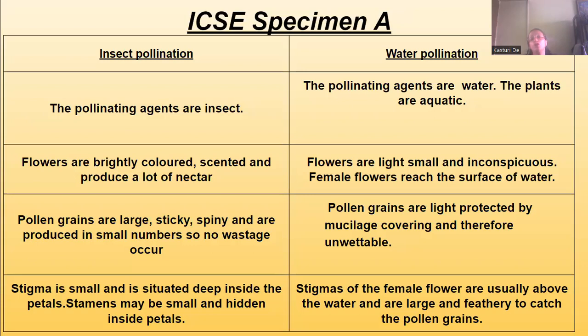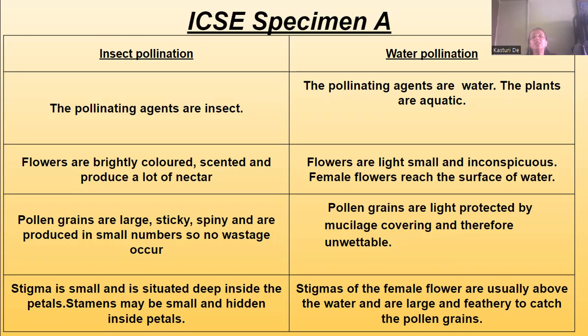Come to insect and water pollination. Now, in insect pollination, the pollinating agent is insects. In water pollination, the pollinating agent is water, and the plants are generally aquatic. Then the flowers for insect pollination have to be brightly colored, scented, and produce a lot of nectar for attracting the insects. Whereas water pollinated flowers are light, small, and inconspicuous. Female flowers generally reach the surface of the water. Okay, they're generally aquatic, so they reach the surface of the water.